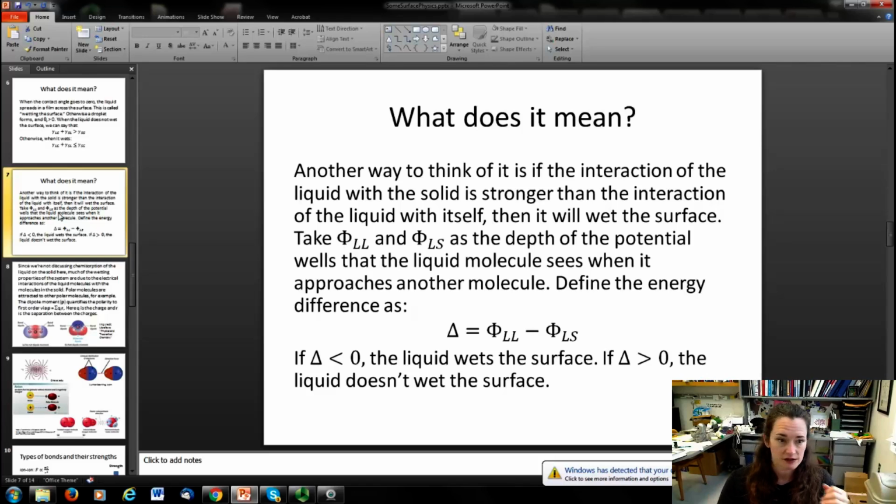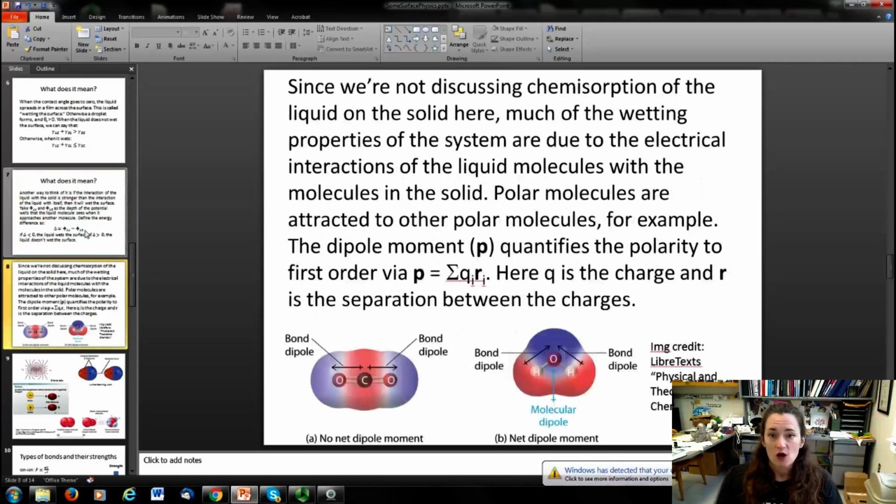Hopefully that makes sense. Now, we're not discussing chemisorption here. We're not having a chemical reaction between the liquid and the surface. It's not forming a new compound, in other words, okay? So much of the wetting properties of the system are just due to electrical interactions of the liquid molecules with the molecules in the solid. So that really brings to mind or begs the question of polarity, okay?